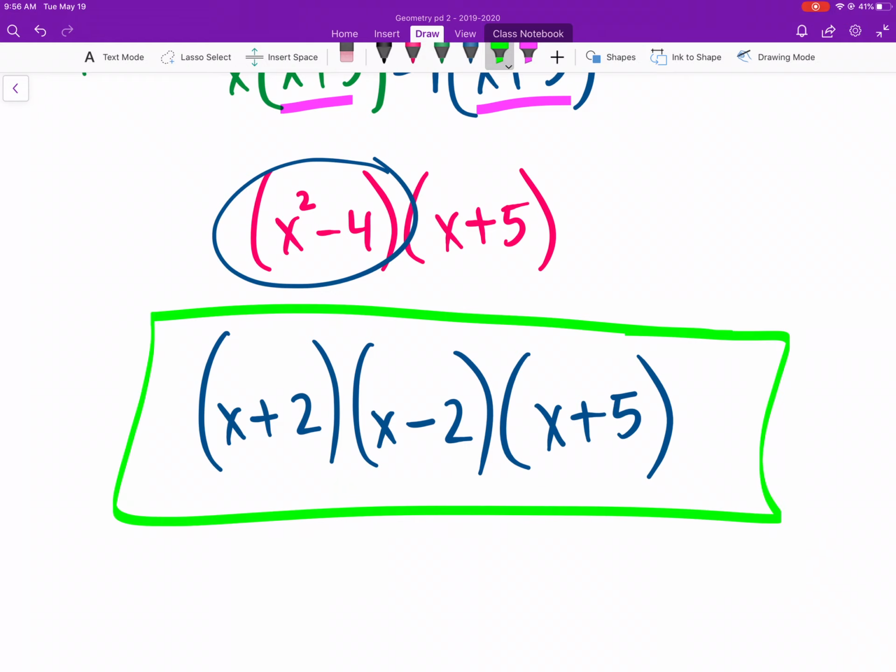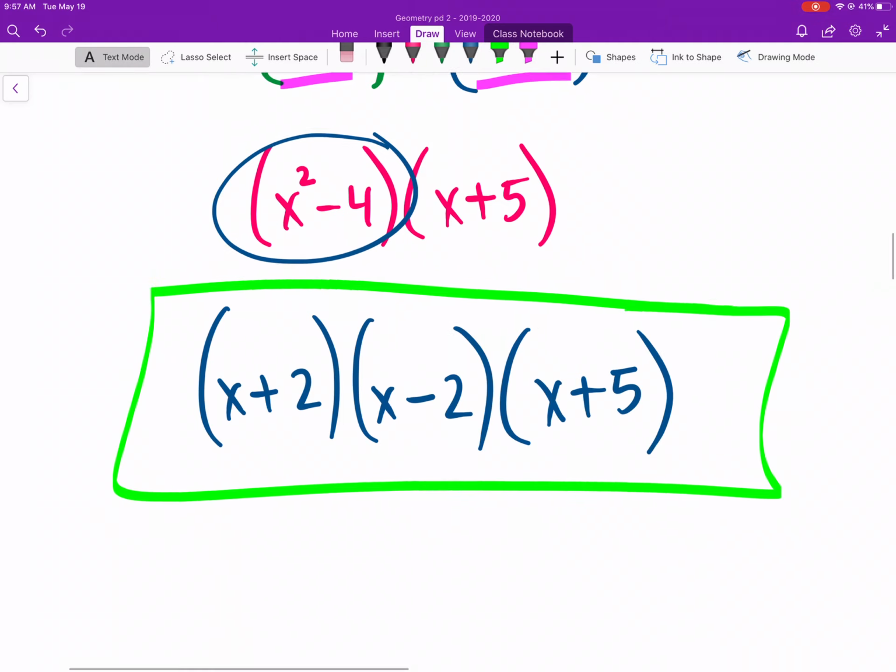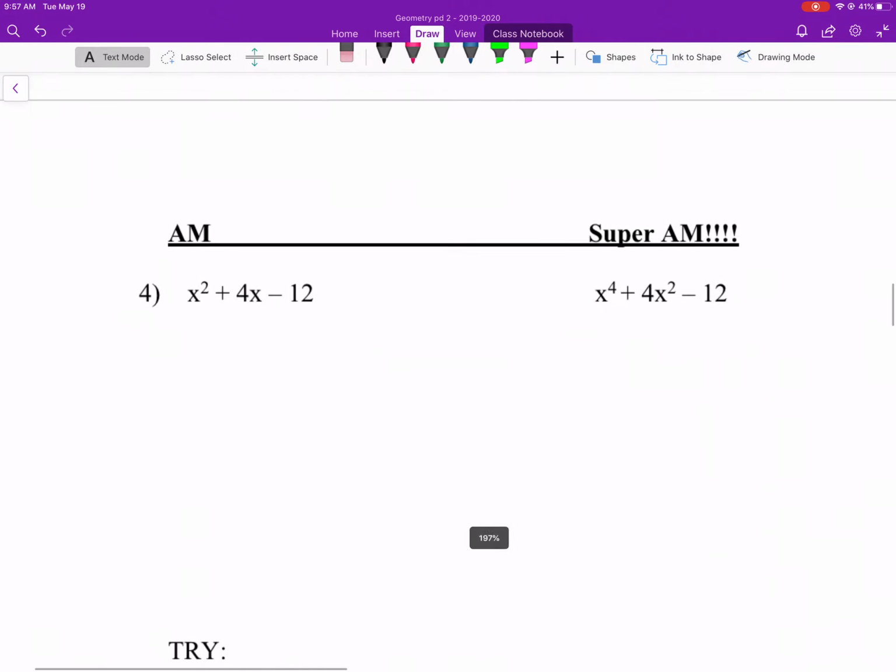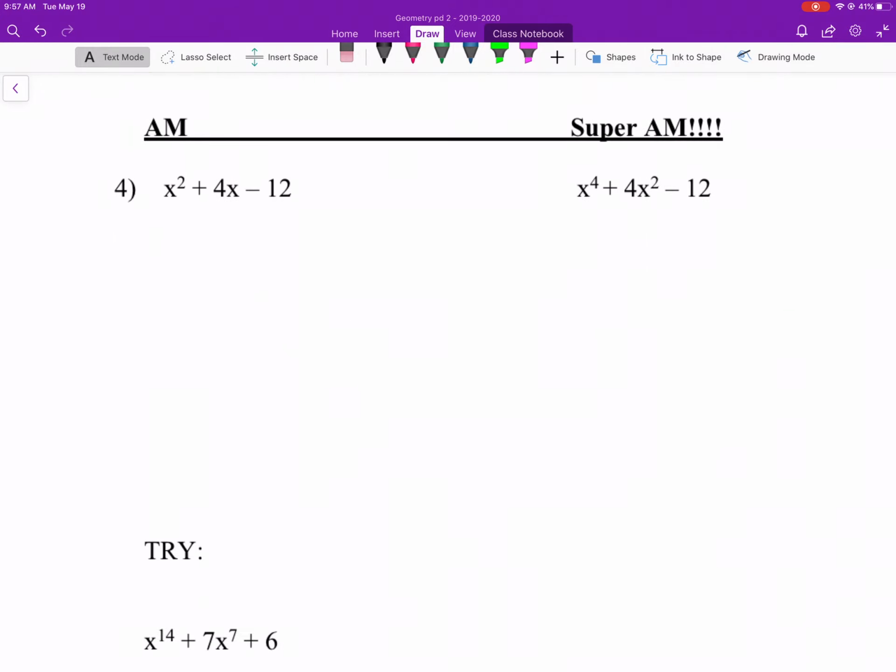So always be looking out at the end. Are you done? Are you definitely done? Is there an example of GCF left, or dots, or something like that? All right, so AM, right? We took a look at this exact problem in the do now. X squared plus 4x minus 12. We factored it out to x plus 6 and x minus 2, right? We already did that one.